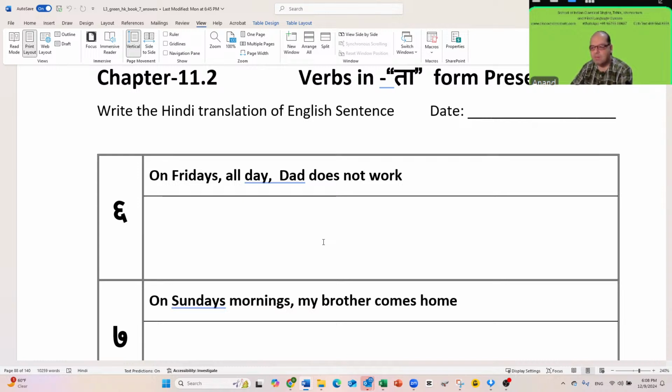Okay, Papa, Pitaji, that's fine. काम नहीं करते. Okay. Arav, anything more? I did हर शुक्रवार को पूरे दिन पिताजी काम नहीं करते हैं. करते हैं. प्रहलाद?